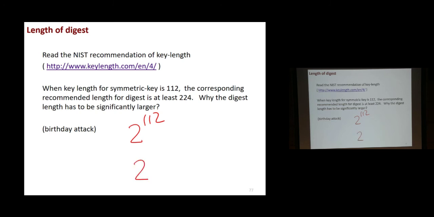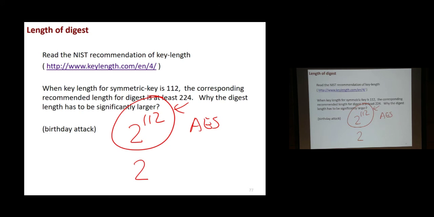Why? For symmetric key, we are assuming that this amount of computation is infeasible. If you want to attack a symmetric key using exhaustive search, this is the number of computations. So we say this is secure on the assumption that no one is able to carry out 2 raised to the power of 112.